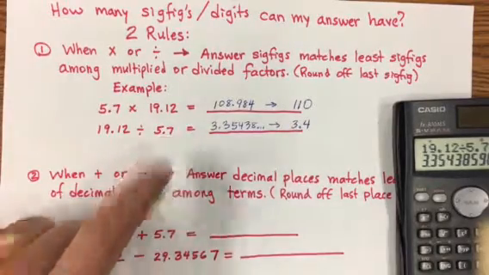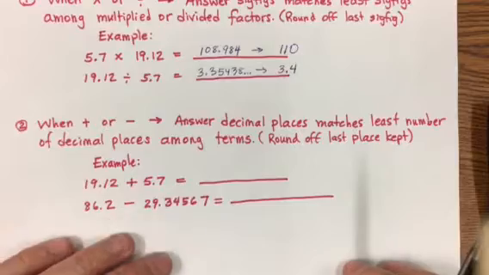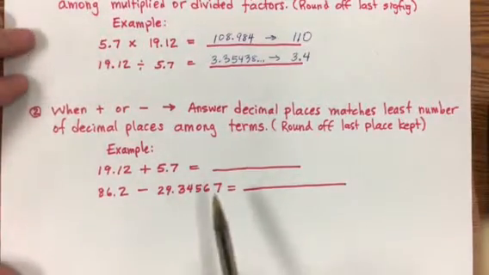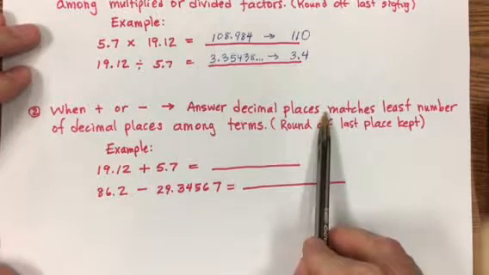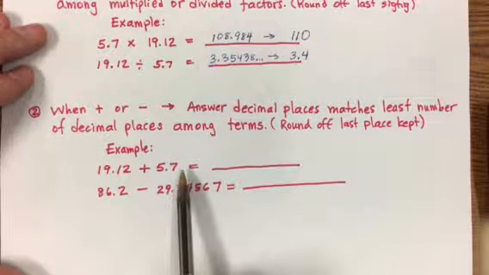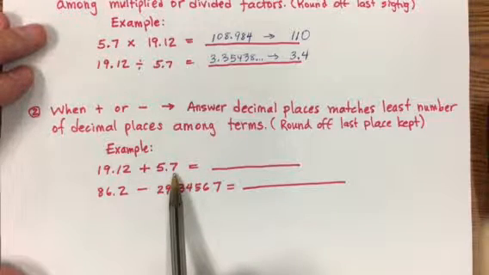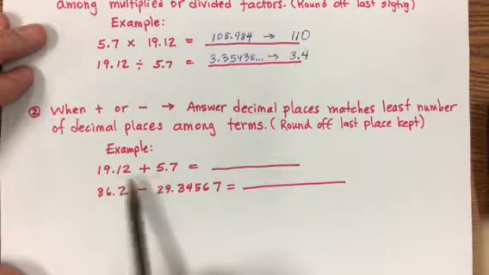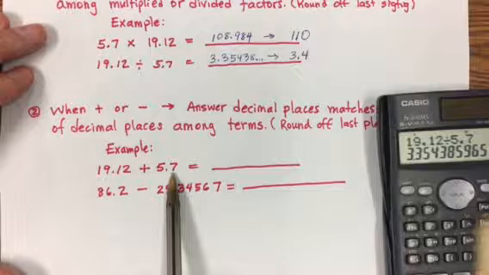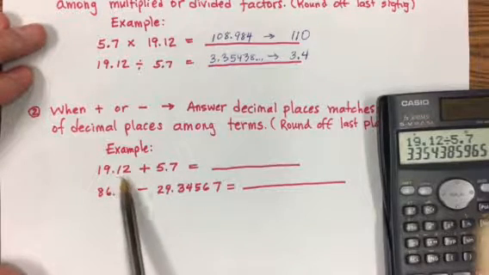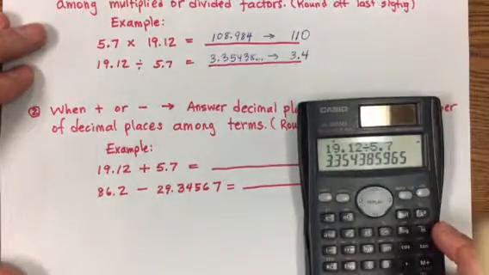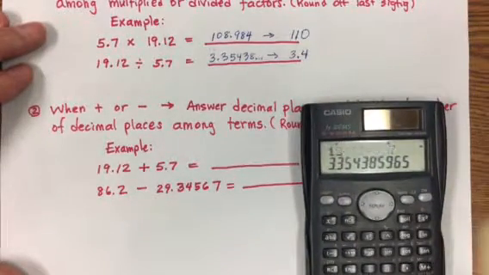2 significant figures in my answer because the least number of significant figures among my multiplied or divided terms was 2 significant figures. If you are adding and subtracting, the rule changes a little bit, and you don't care so much about significant figures, you care about decimal places. If I'm adding, I can only keep the number of decimal places equal to the least decimal places shown in my terms. In this case, 5.7 only has 1 decimal place. 19.12 has 2 decimal places.